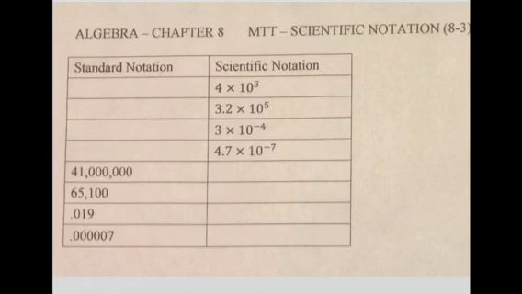move to the right. So the first thing that you need to do is find your decimal. So the decimal on the 4 is going to be behind the 4. The 3 tells us that you're going to move the decimal 3 places to the right. So that's going to give us 4,000 for our standard notation.